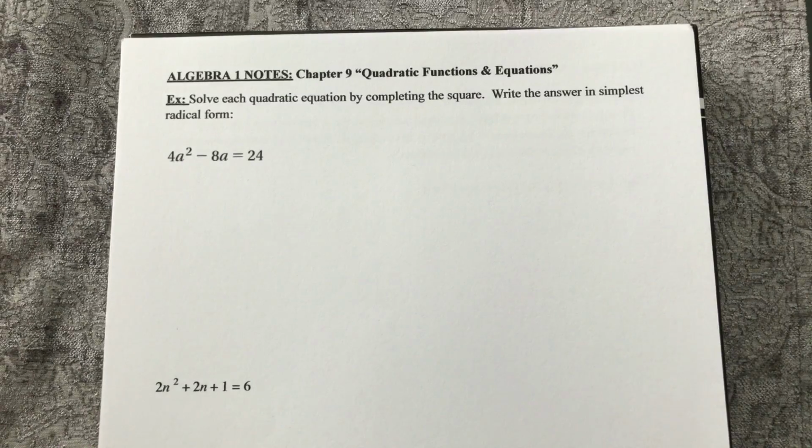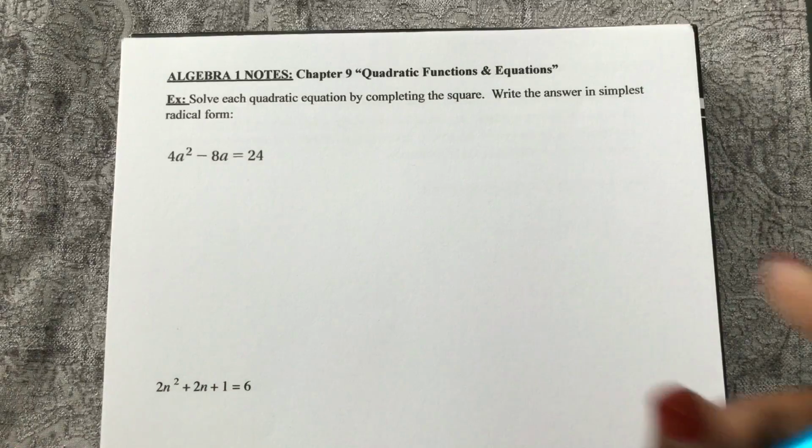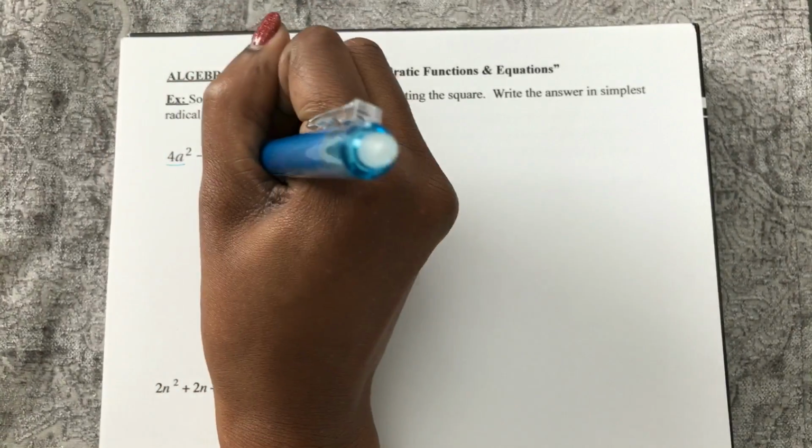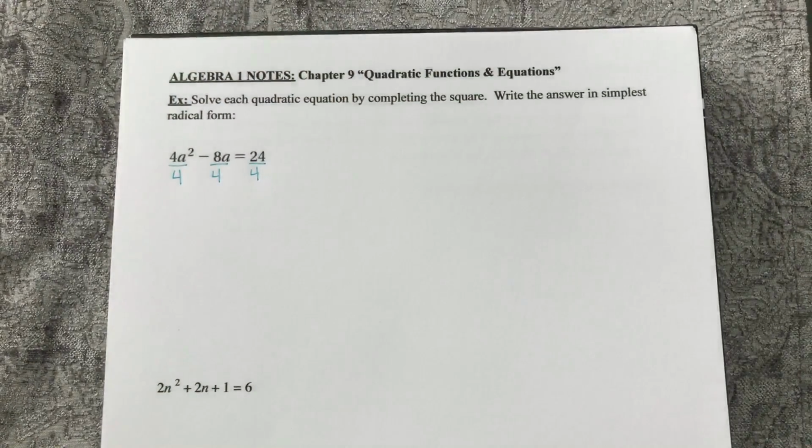So let's continue on. Solve each quadratic equation by completing the square. Write your answer in simplest radical form. So this one's already nice. They've already moved my C value over to the right. But remember, my coefficient in front of my square term needs to be 1. So I'm going to divide everything by 4.